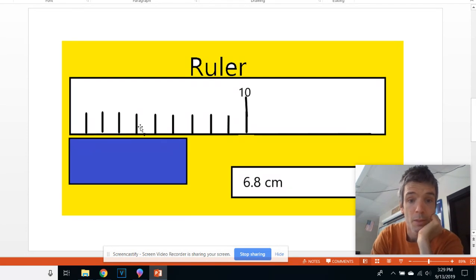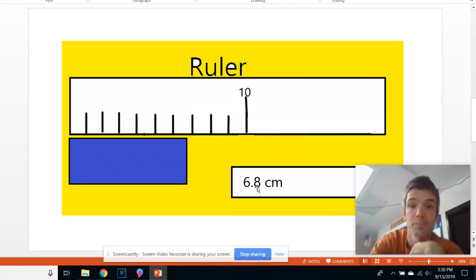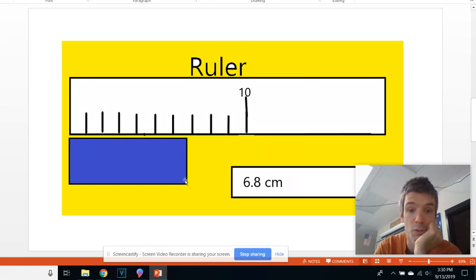For example, this ruler is broken up into centimeters. This is 10, and each one of these is 1. Now you can see that it definitely falls right between these two. Therefore, I can say the measurement is 6.8. Now I'm guessing on the 8, just saying it lines up pretty close to that 8. Or it's closer to the 7, sorry. It's closer to the 7 than it is the 6. Therefore, I'm guessing it's around 6.8.